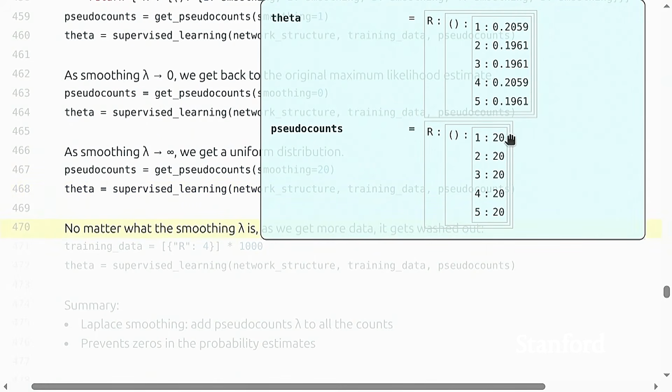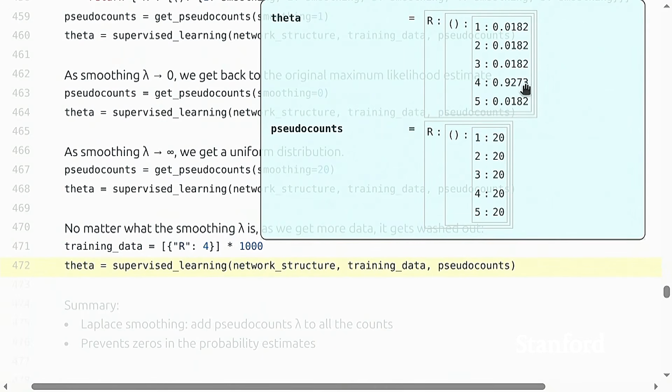But the thing is that no matter what the pseudo counts are, if you have more and more data, let's say you get 1,000 examples of 4, then eventually this will get closer and closer to 1, and all these will get closer to 0. Okay? So generally, when you use Laplace smoothing, probably Laplace smoothing with 1 or even 0.1 is right. I don't think you would use 20.